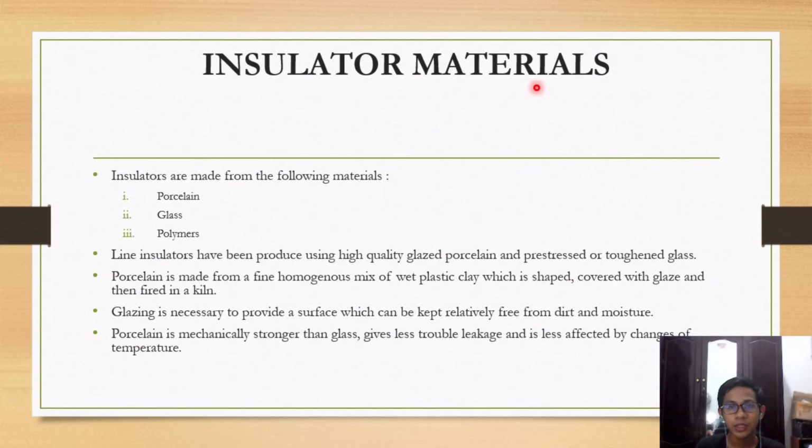For insulator materials, insulators are made from the following materials: porcelain, glass and polymers. Line insulators have been produced using high quality glazed porcelain and pre-stressed or toughened glass. Porcelain is made from a fine homogeneous mix of wet plastic clay, which is shaped, covered with glaze, and then fired in a kiln. That means it's an oven.